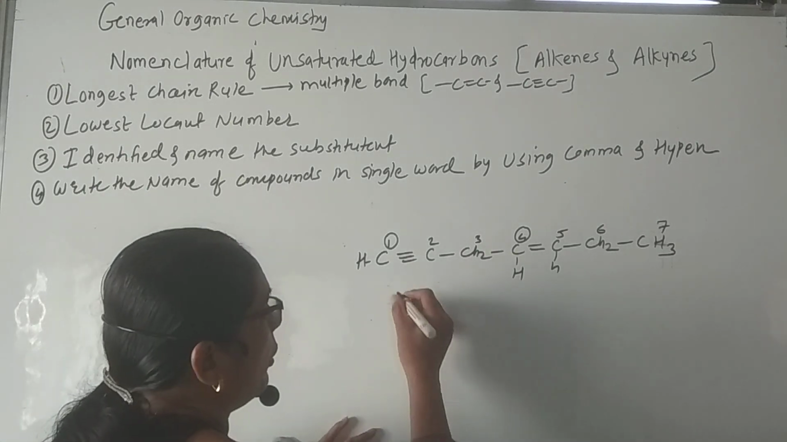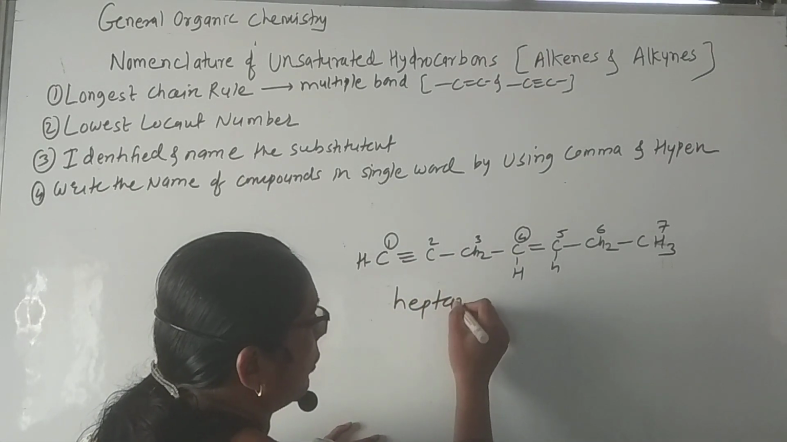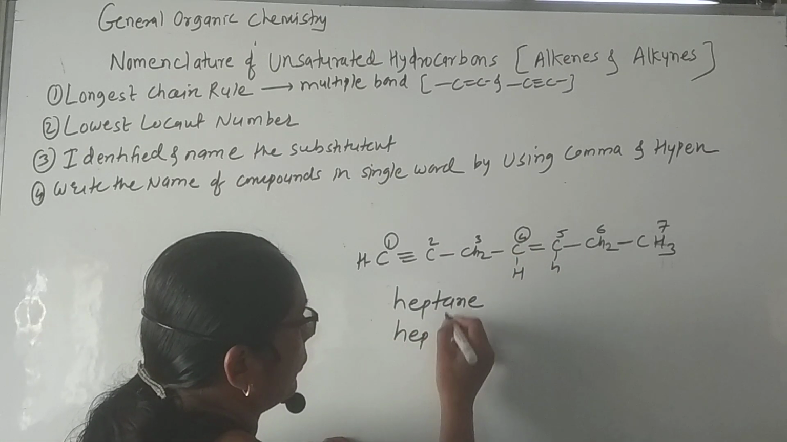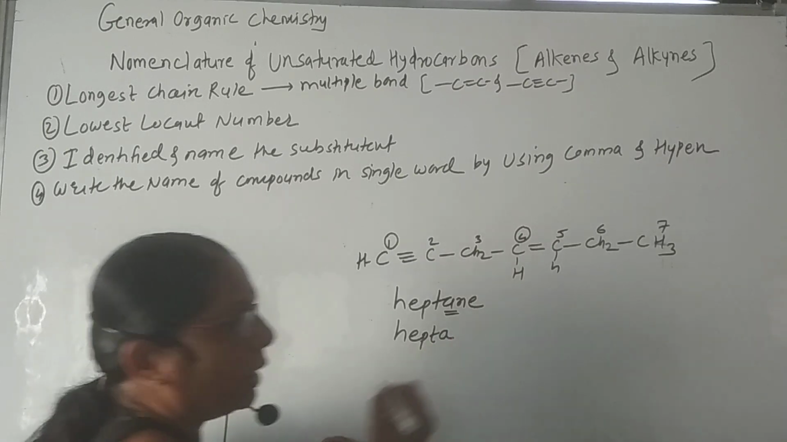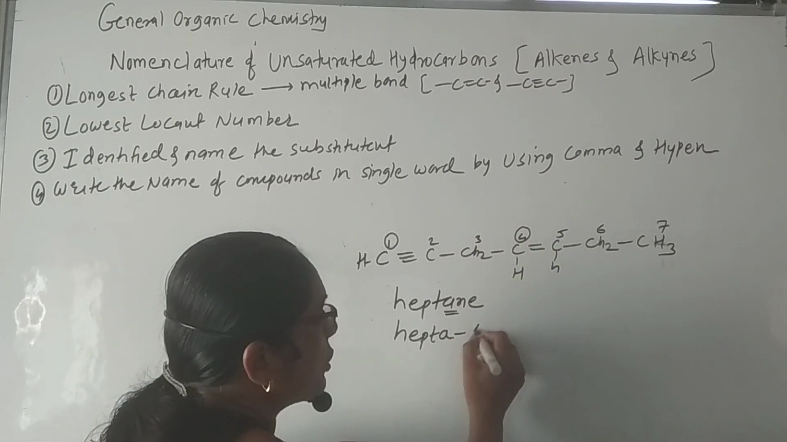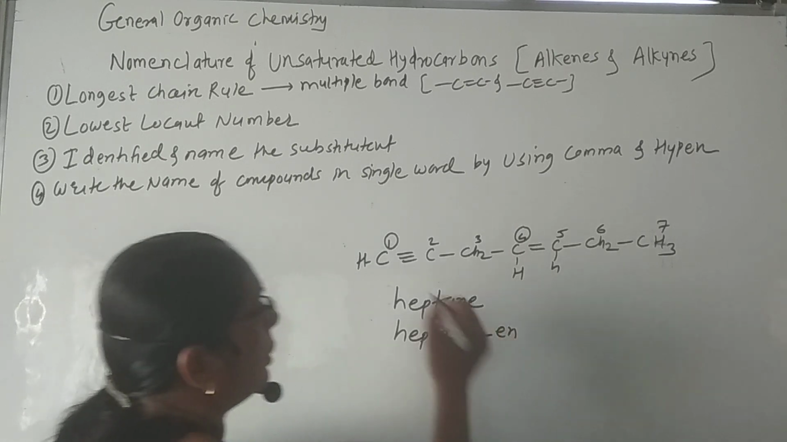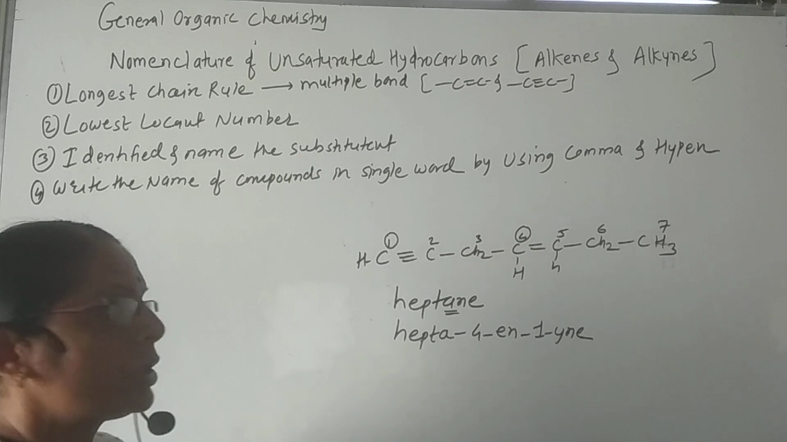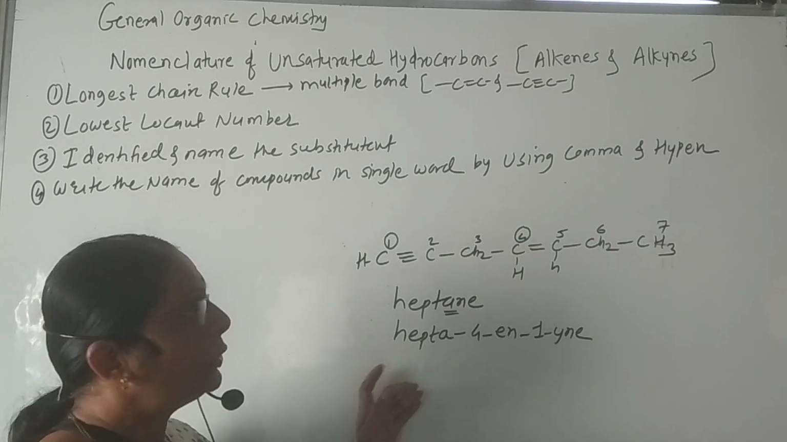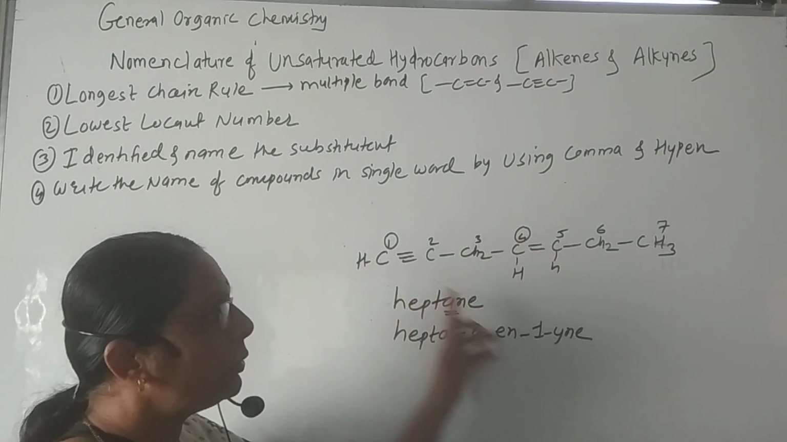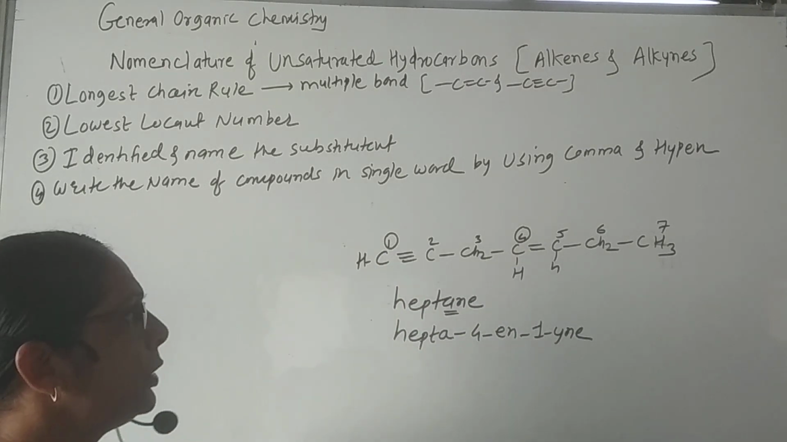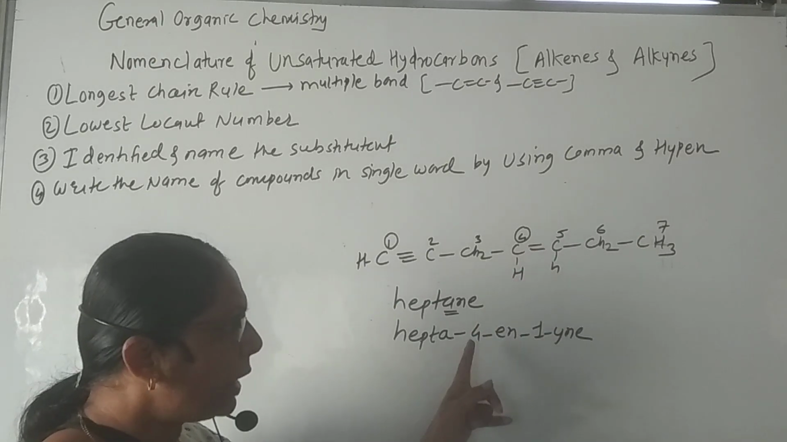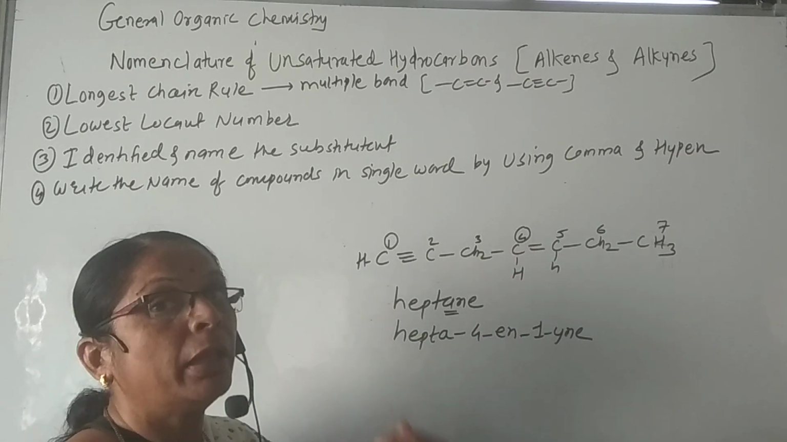So what is the name of this compound? It is heptane, the parent, right? In heptane, the E can be written as A. Now the double bond position is 4, ene. The triple bond position is 1, yne. So it is hepta-4-en-1-yne. Though the triple bond comes first and the double bond comes later, while writing we write the double bond first and then the triple bond.